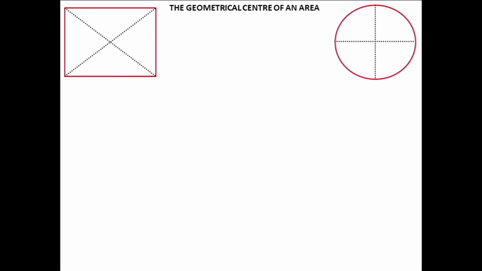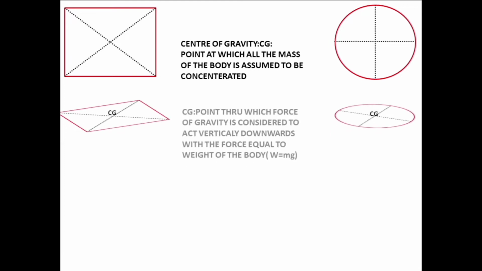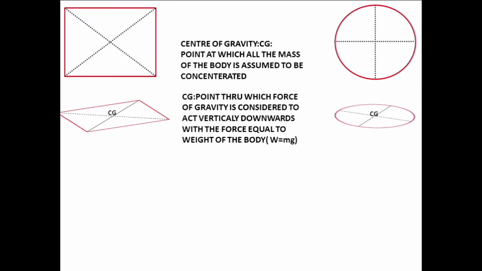It's just a recap that if you have an area, the geometric center of that area is basically the centroid. And then we talk about center of gravity. Center of gravity is the point at which the mass of the body is assumed to be concentrated, and it is the gravitational force which is acting downwards from the center of gravity, and we consider that to be weight, as mass into g, that is your acceleration due to gravity.